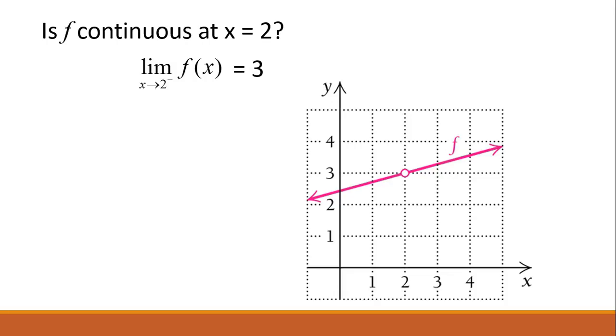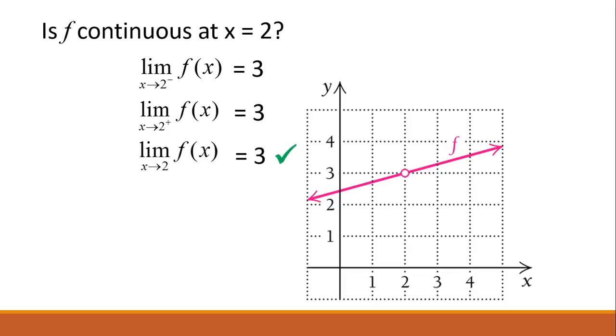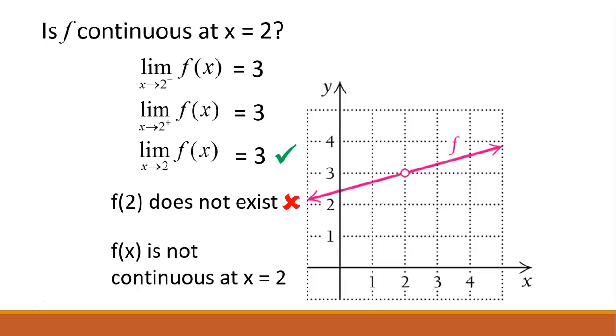But in order to determine if it's continuous mathematically, we're going to have to first of all test if the limit exists at that point where x equals 2. So if we look at the limit from the left, that equals 3. The limit from the right of 2, that equals 3. So we do have a limit as x approaches 2 of this function, and that's equal to 3. So far so good. The second thing is we have to know whether f of 2 exists, and it doesn't. So because we've got a failure at the second step of this three-step process, we can stop and say f of x is not continuous at x equals 2.